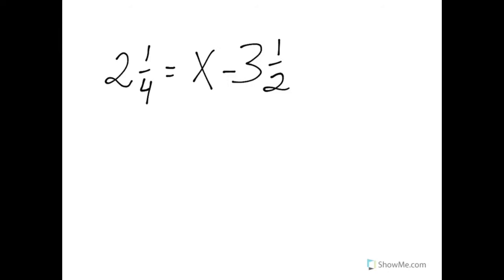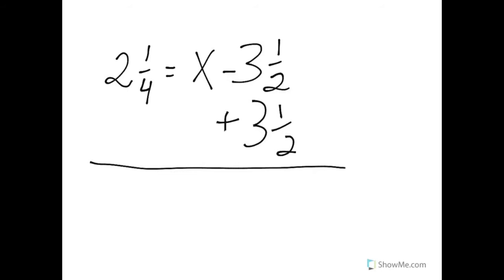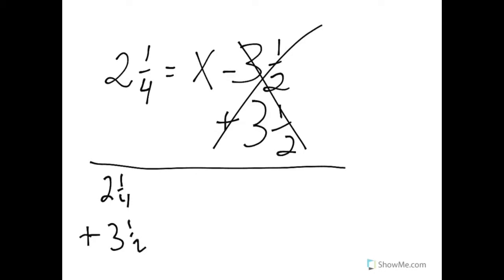Since it is a subtraction equation, what's the opposite of that? What undoes the subtraction? Addition. So we're going to add 3 1/2, which obviously cancels each other out. And then over here we have 2 1/4 plus 3 1/2 equals x. Okay, so now we need to solve.